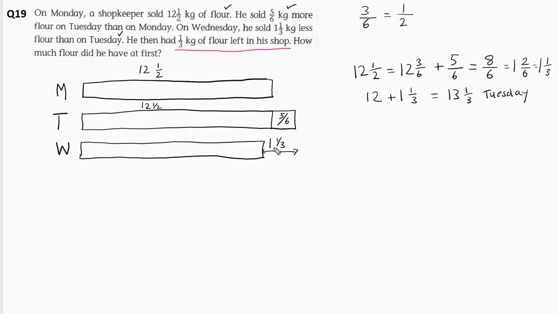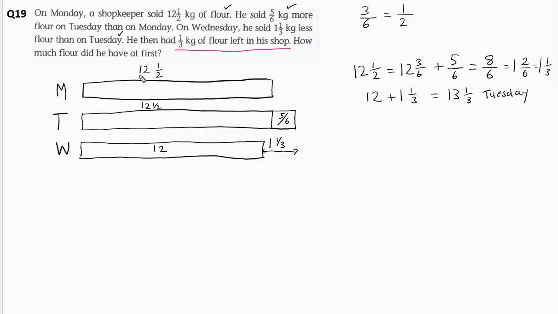Okay, so I now know what I have sold on Tuesday, and Wednesday is compared to Tuesday. And on Wednesday, he sold 1 and a third kilograms less. And actually, I think you can see that it's pretty easy to take 1 and a third away from 13 and a third. So that means that this must be 12 kilograms. Okay. And so what are we trying to find out? Let's go back. We've got some amounts now. It's how much flour did he have at first? Okay. And we've got to remember that there's this 1/3 of a kilo that was left in the shop.